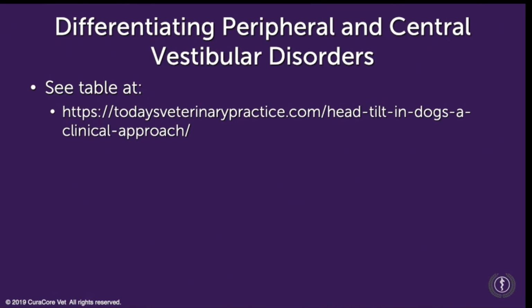Proprioceptive deficits and postural changes usually are normal in peripheral disorders and can be prevalent in central vestibular problems. And cranial nerve abnormalities, as I mentioned before, you can have that in both. And then definitely there can be gait changes, but the central vestibular dog may also have some other gait changes if they have the proprioceptive deficits.